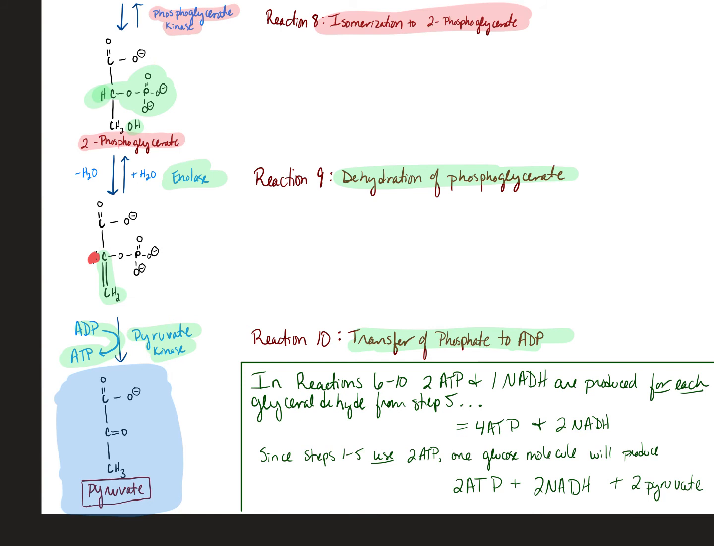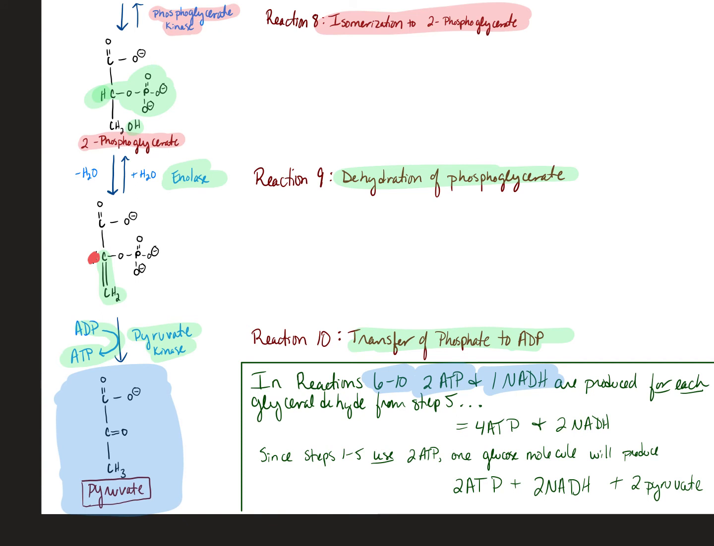Now, let's talk about this. Reactions 6 to 10, what we end up producing is 2 ATP and 1 NADH for each of the glyceraldehyde from step 5. And remember, there's 2 glyceraldehyde that we use for step 5.